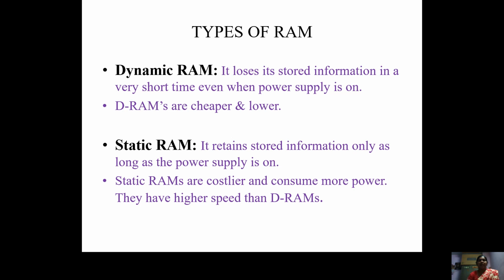Coming to the types of RAM. Till now we have discussed what RAM is and how the data is stored in RAM. We have basically two types of random access memory: dynamic RAM and static RAM. What is dynamic RAM, what is static RAM, and what is the advantage of static RAM over dynamic RAM, let us see.